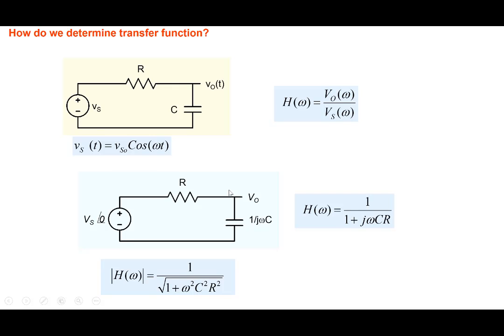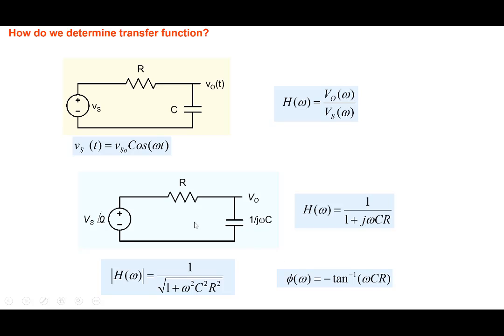We have done phasor analysis: convert the circuit into a phasor circuit, and calculate the ratio of the output and input, whatever output you're interested in versus the input that is given here. So you calculate the transfer function. The next thing is you take the magnitude of it. The magnitude of a complex number would be 1 over square root of 1 plus omega squared C squared R squared. And you take the phase part of it, the angle part, because j is here. So it's minus tan inverse omega CR.